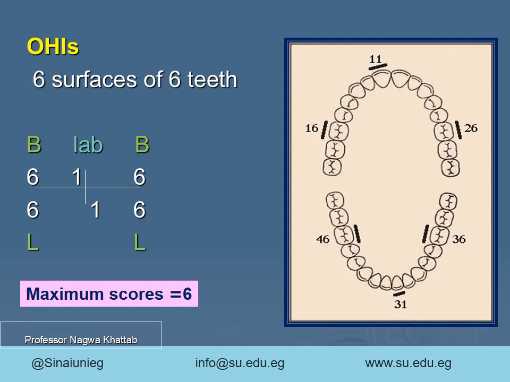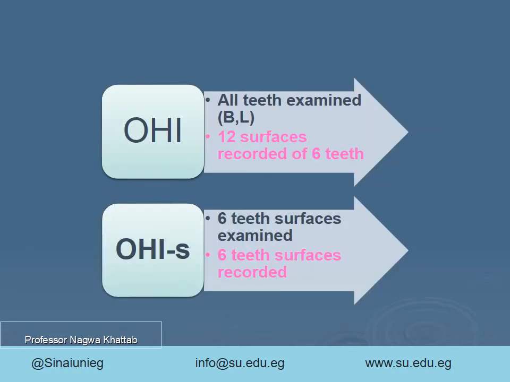It is the easiest. The 6 tooth surfaces are the labial surface of the upper right central, upper left central, and lower left central, the buccal surfaces of the first permanent molars, and the lingual surfaces of the lower first permanent molars. Again, for the oral hygiene index, all the teeth are examined from the buccal and lingual, with 12 surfaces recorded for 6 teeth. For the simplified index, 6 tooth surfaces are examined and 6 are recorded.